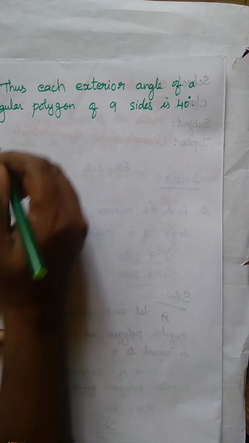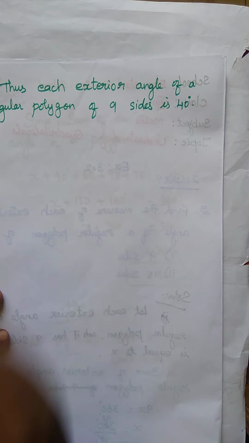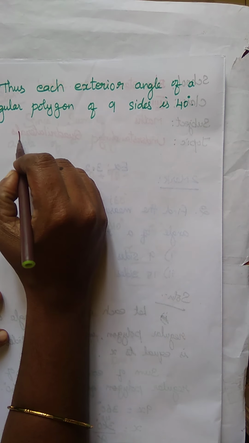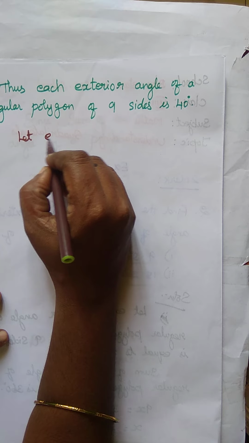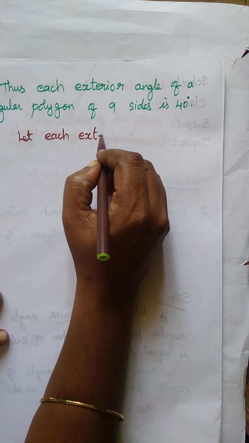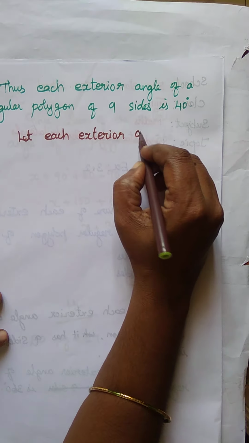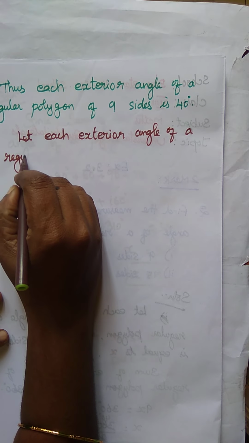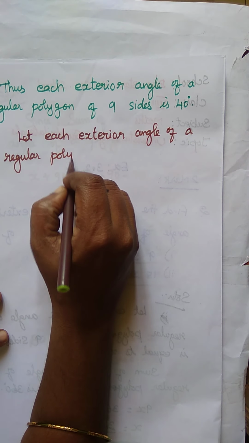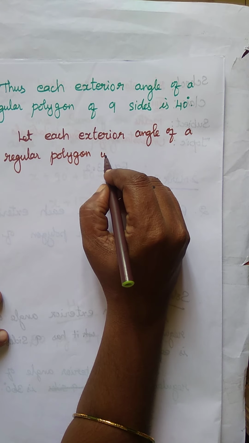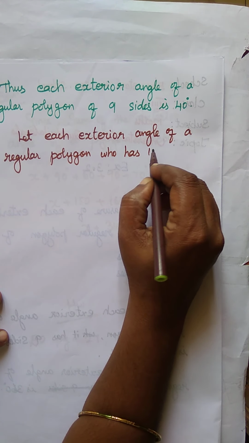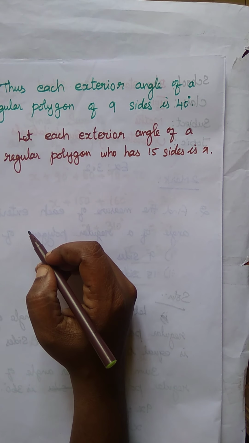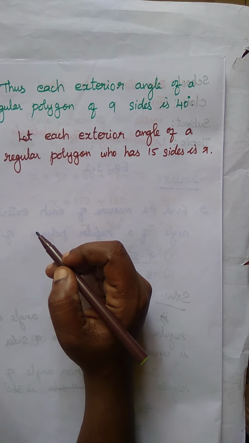Okay. In the next question, they are asking about 15 sides. So 15 sides have been given. Let us take the same method. Let each exterior angle of a regular polygon that has 15 sides be x. And in the same method each side is x. So now we have 15x.